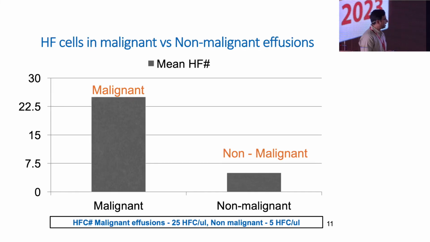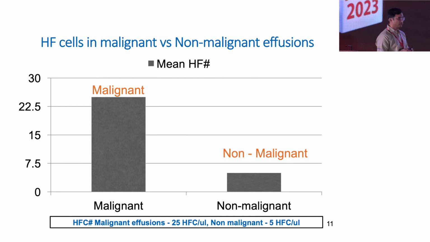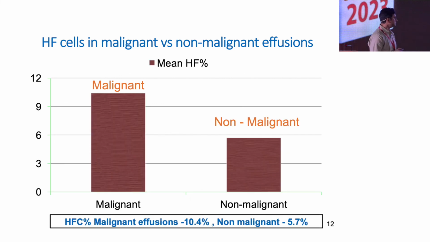We found that in malignant samples, the absolute high fluorescence cell count was significantly higher than in non-malignant effusions. For malignant effusion, the absolute HFC count was 25 high fluorescence cells per microliter. For non-malignant samples, it was just 5. Similarly, for HF percentage, in malignant samples the percentage of high fluorescence cells was 10.4%, and for non-malignant cases, it was 5.7%.